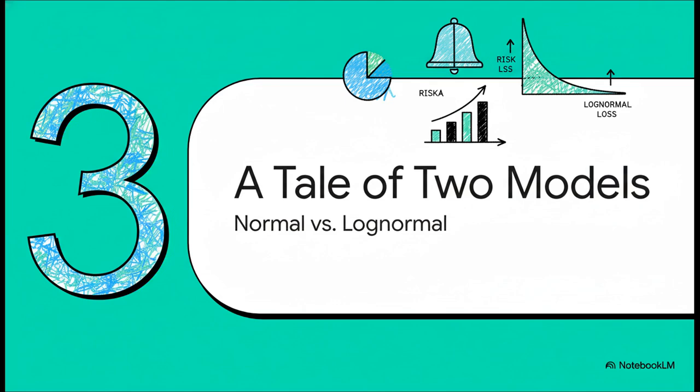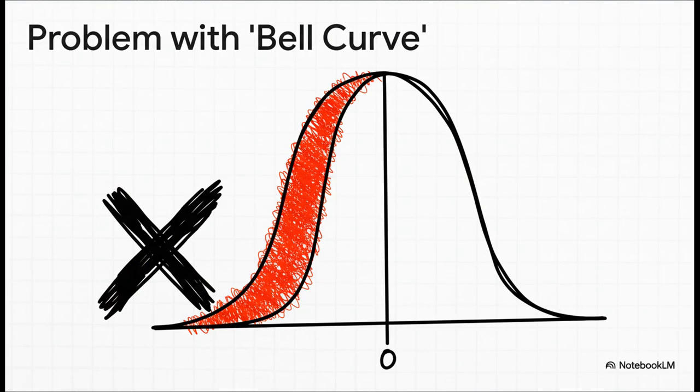And that's why we really, really need something better. So here's the problem, the big issue with the bell curve in finance. It's perfectly symmetrical, right? And its tails stretch out forever, to positive infinity and to negative infinity. And that means the model actually allows for the possibility of an asset having a negative price, which is just impossible. A stock can drop to 0, sure, but it can never, ever be worth less than 0.